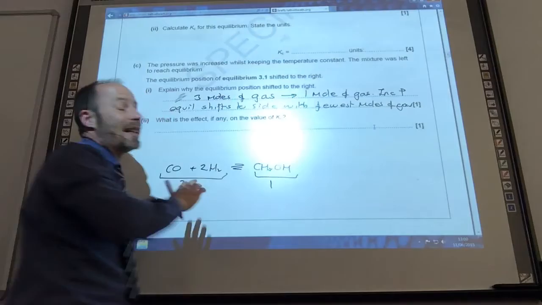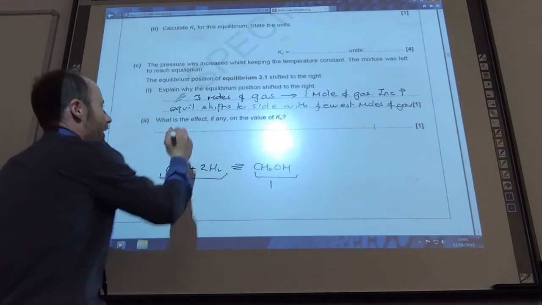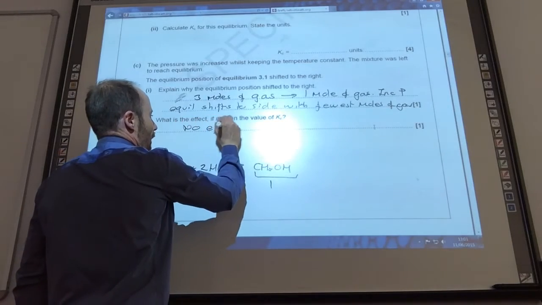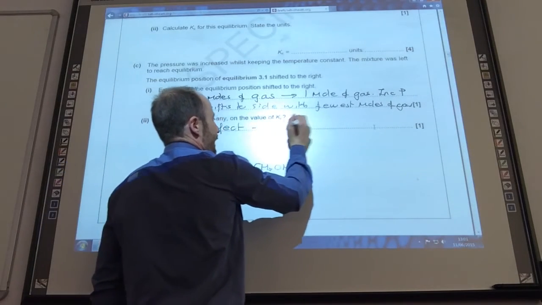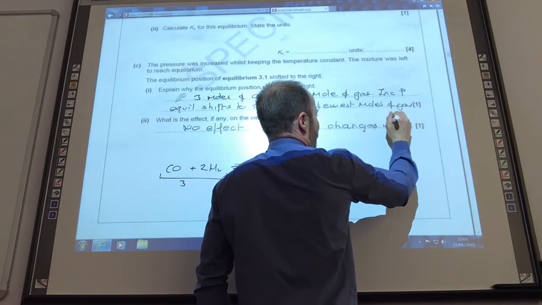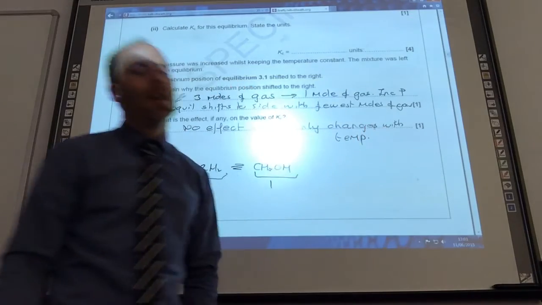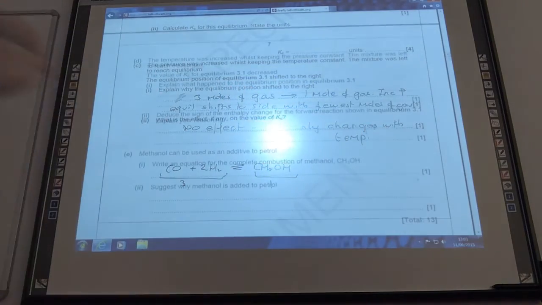What is the effect on Kc? Nothing. Kc only changes with temperature, so there is no effect. Kc only changes with temperature, and it's worth always stating that just in case that's what they're looking for.